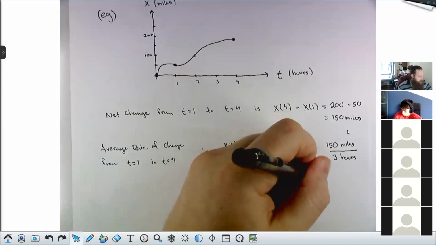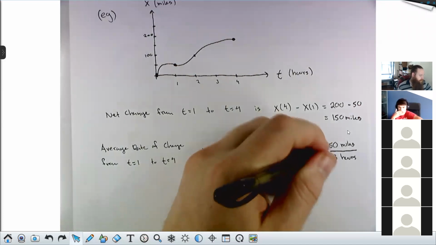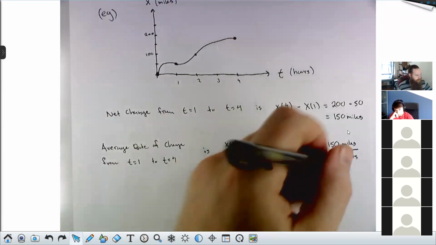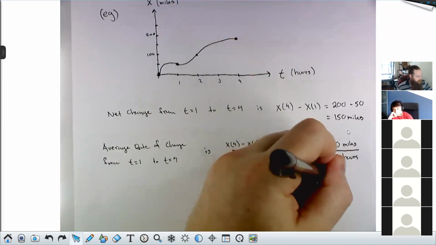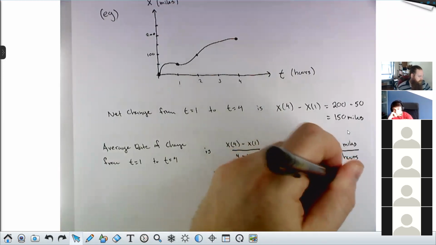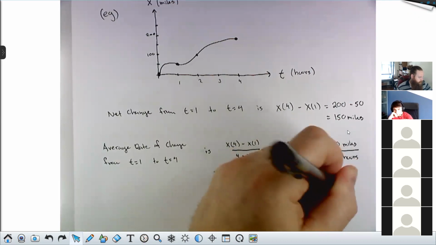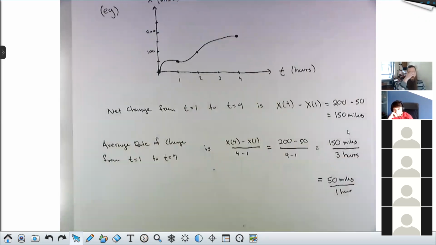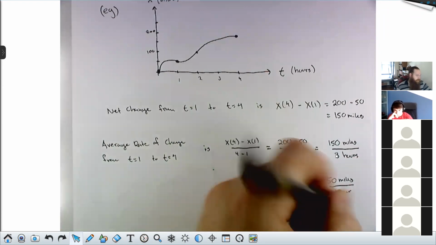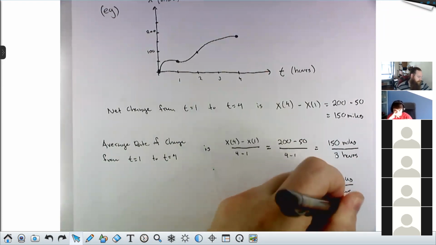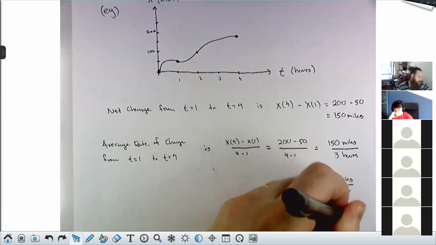But nobody would say that. I can divide 150 by 3. 15 divided by 3 is 5, so this is 50 miles over 1 hour. Could say it like that. Right? In other words, here I'm canceling the 150 into the 3. But nobody says that either. You would say 50 miles per hour.